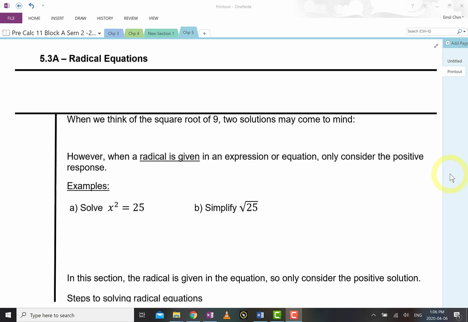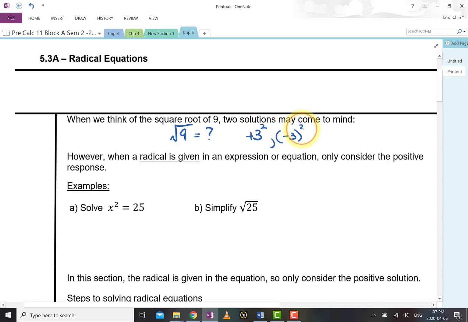All right, so this lesson is for Pre-Calc 11, chapter 5, section 3A, radical equations. It says here, when we think of the square root of 9, there's actually two solutions that may come to mind. When you take the square root of 9, what you're asking is what numbers can you think of that squared will equal 9? Well, the first answer is, of course, 3. 3 times 3 would give you 9. But as it turns out, -3 times -3 also gives you positive 9, right?